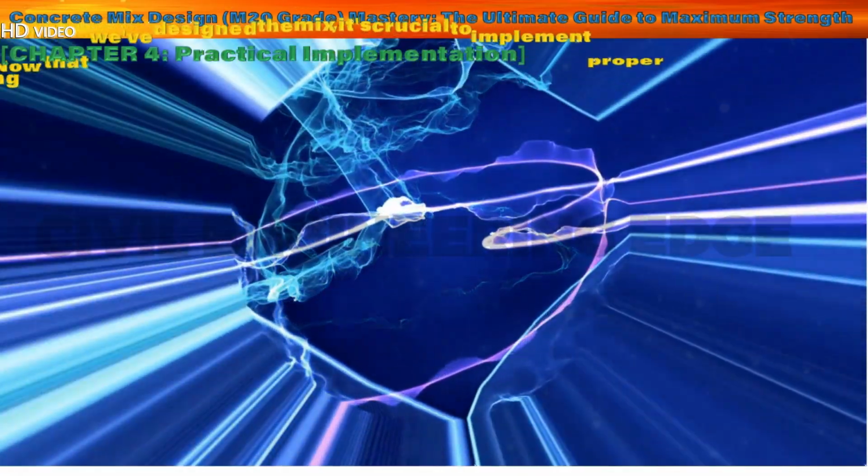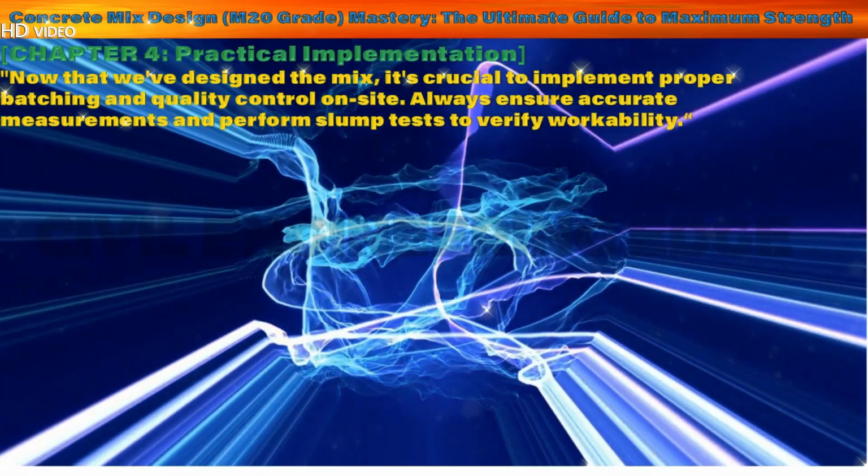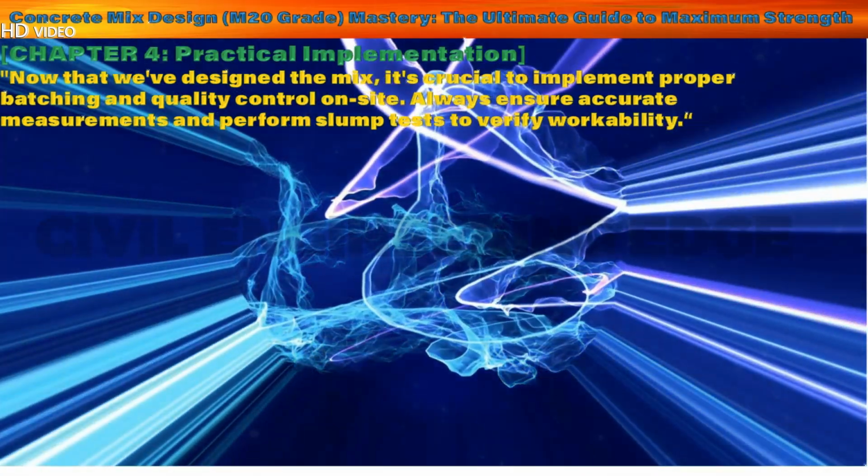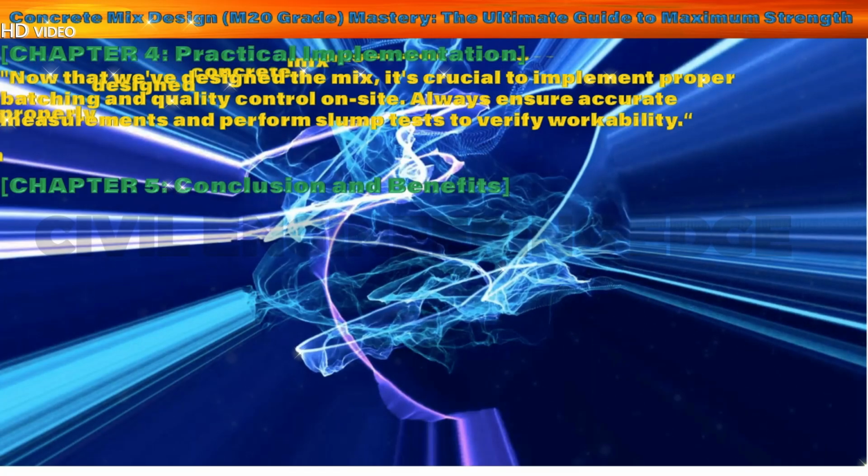Chapter 4. Practical implementation. Now that we've designed the mix, it's crucial to implement proper batching and quality control on-site. Always ensure accurate measurements and perform slump tests to verify workability.